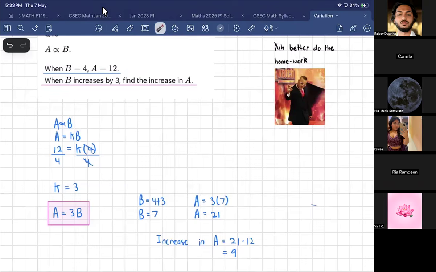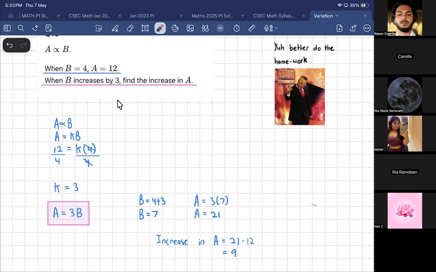For everywhere we see A we put 12, and wherever we see B we put 4, and then we cancel the 4, divide 4 by 12, so K is now equal to 3, and then we write the equation for it. You sure you understand all of it? You're sure? Yeah.